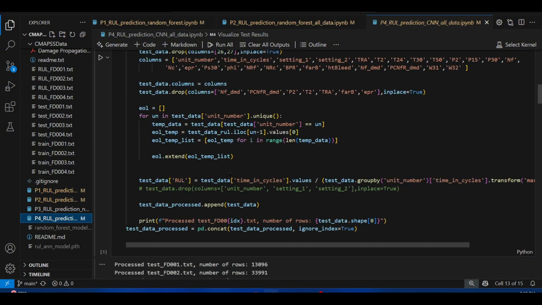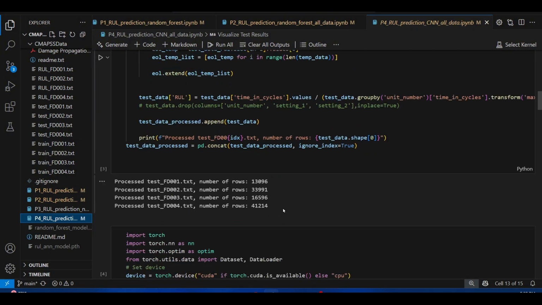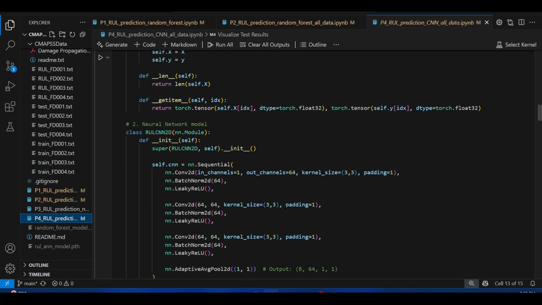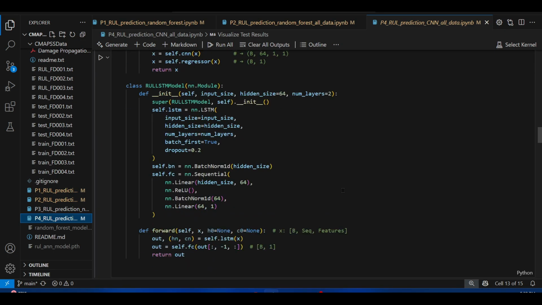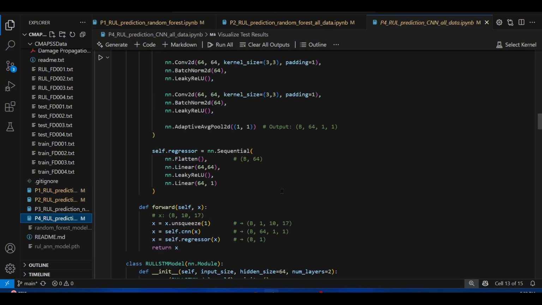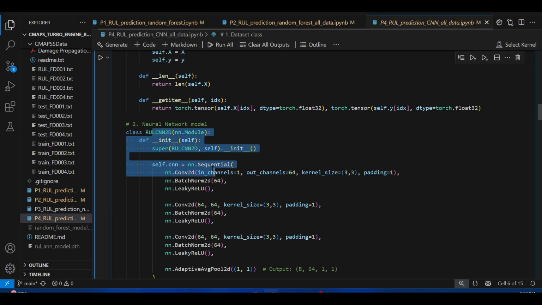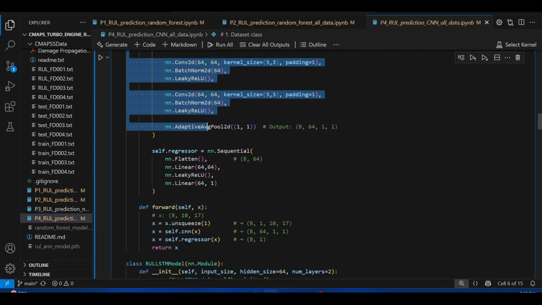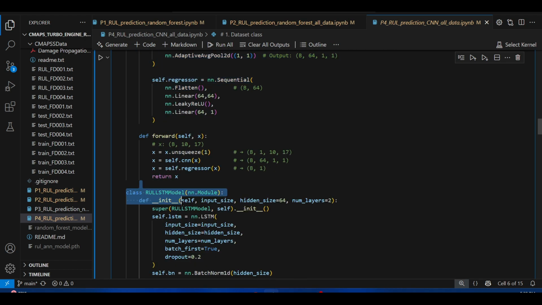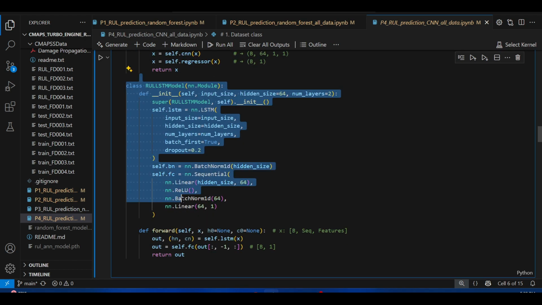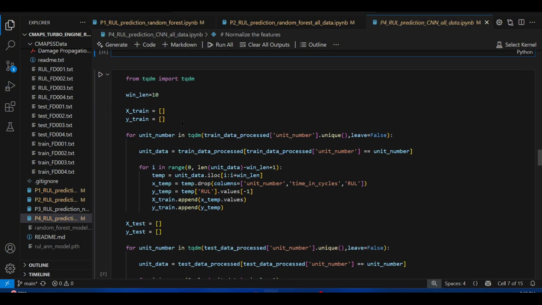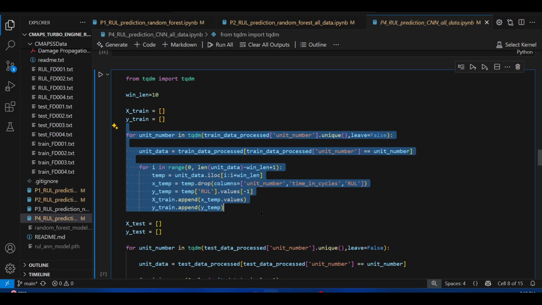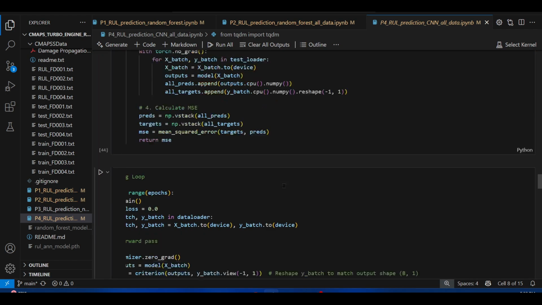But here I found the worst performance. It was performing the worst among all. The modifications were, I think, just here. There are 2 models here: RUL CNN 2D and RUL LSTM. You can try with both. The main difference was here, where I did the sliding window based data creation. The rest were pretty similar.